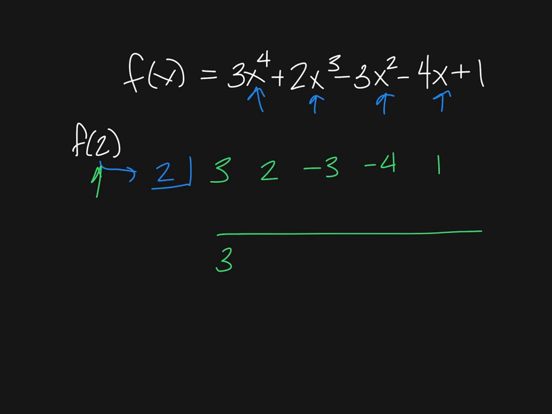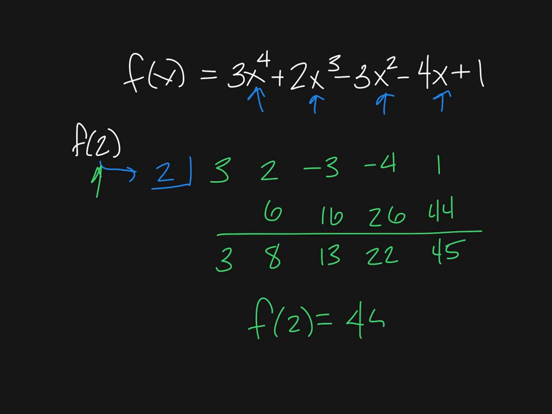So then you go through this whole process. This is not fun. And then your answer is going to be that f of 2 equals the remainder of 45. That's what you would have gotten if you had plugged in 2 for all these x's. But just to be thorough, I'd write f of 2 equals 45.